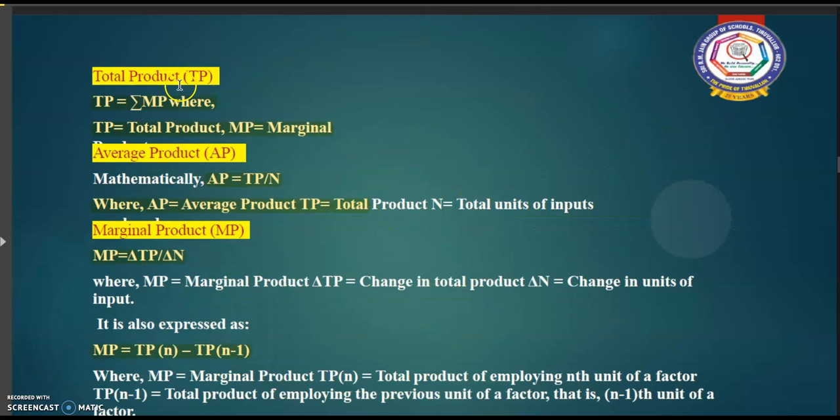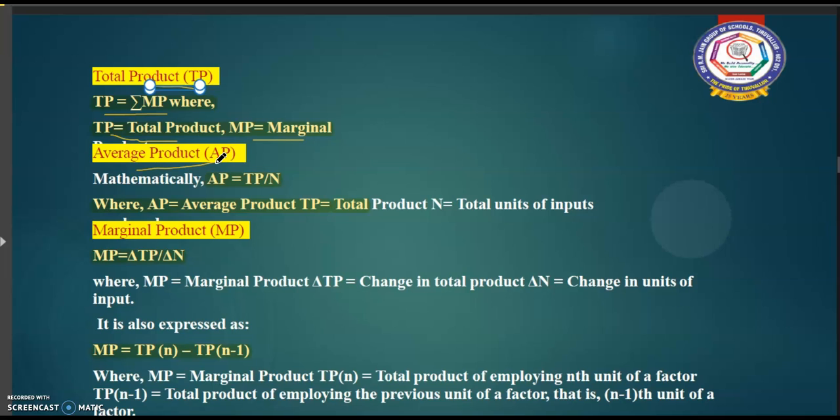Now first, total product. It refers to the total amount of commodity produced by the combination of all inputs in a given period of time, and it is the summation of marginal products, that is TP equal to summation of MP. Here TP is the total product and MP is the marginal product.